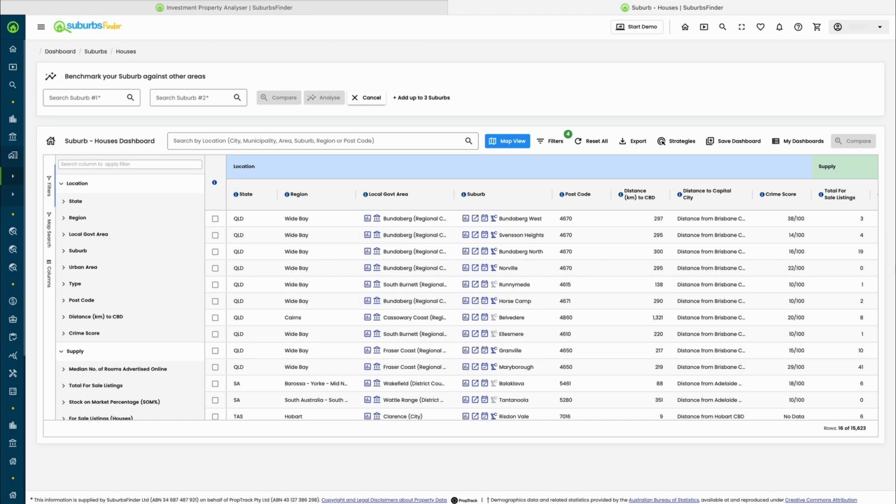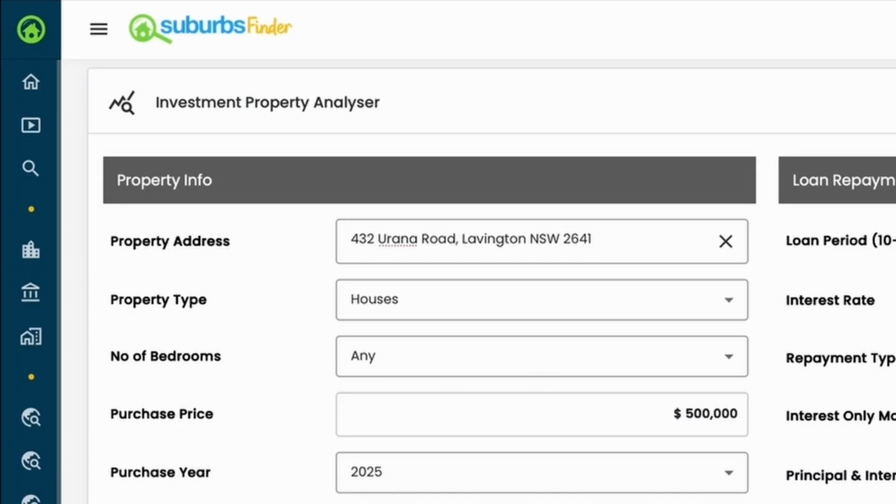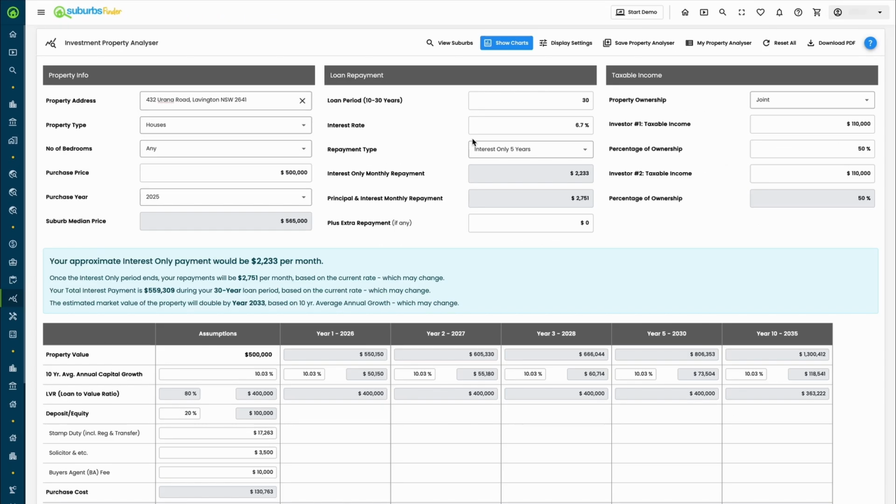The platform will reverse engineer your strategy, showing you suburbs that match your assumptions. The Property Analyzer combines every angle: what you enter, what you see, and what the blue boxes explain. It's not just a calculator, it's a decision-making tool, showing you whether a property truly fits your strategy today and decades into the future.